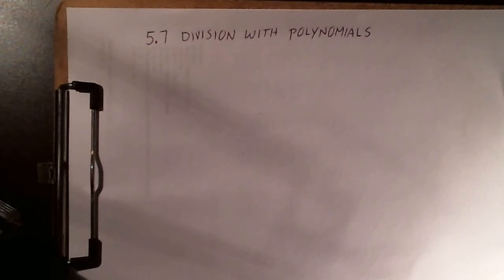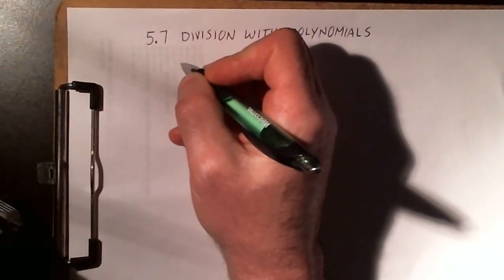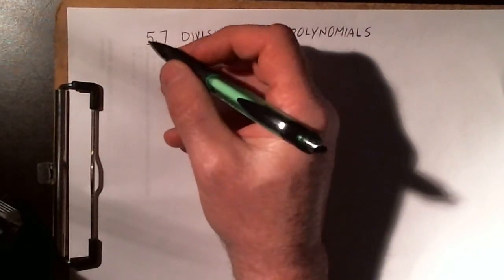The last section in Chapter 5, 5.7, will have us focusing on division with polynomials. First of all, we're going to tackle how to divide a polynomial by a monomial divisor. To do such a thing, we can tap into something that we've known for a long time, ever since basic math.